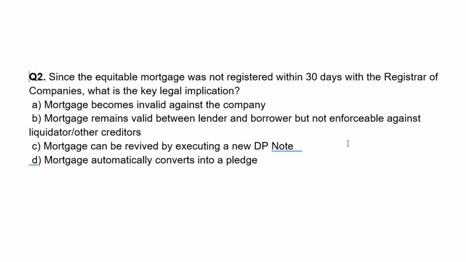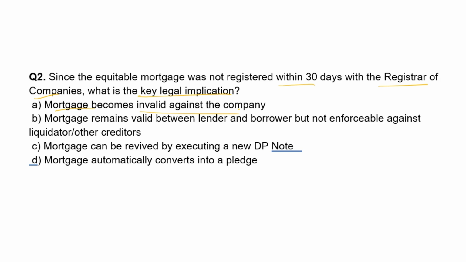So let's look at question number 2. Since the equitable mortgage was not registered within 30 days with the ROC, Registrar of Companies, what is the key legal implication? Option A, mortgage becomes invalid against the company. Remember, if a mortgage is created between two parties, between the bank and the company, and is properly executed, then it is a valid document.